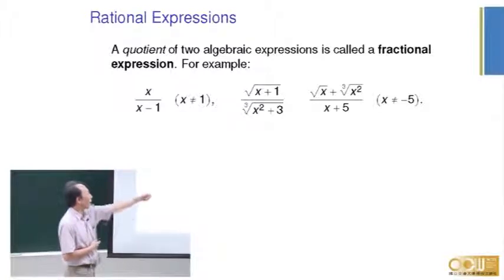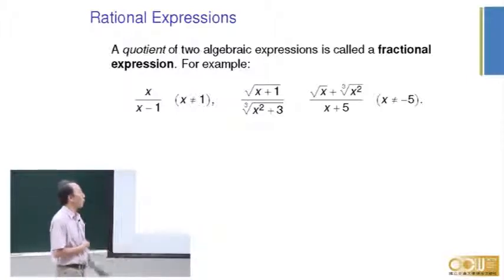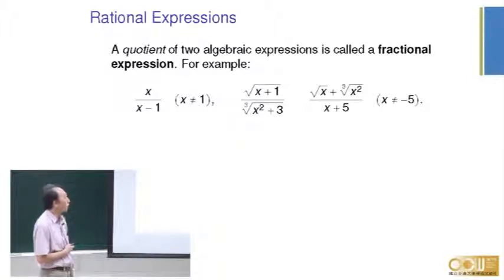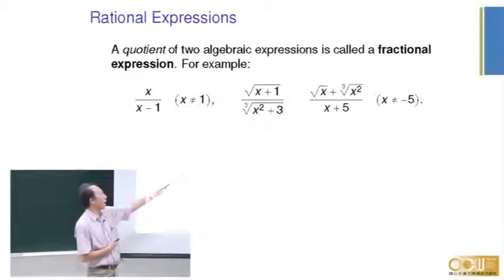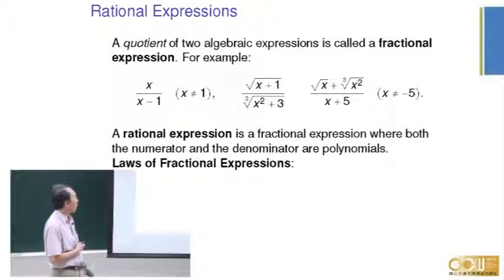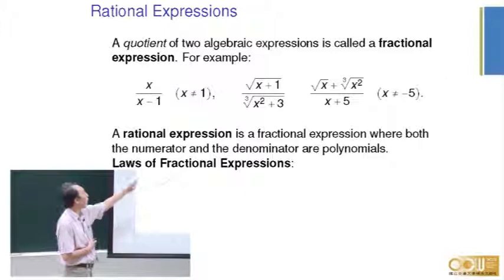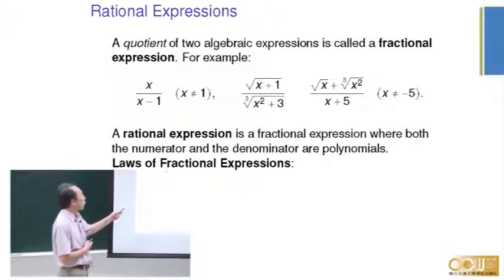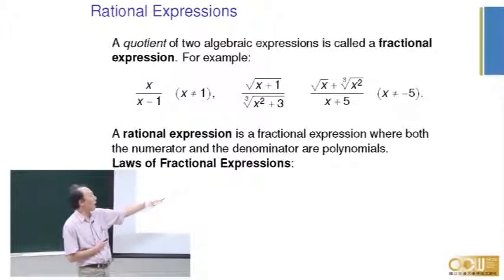And there, for the third one, I have to put a restriction that it only holds true for x not equal to -5, because we cannot have 0 in the denominator. As for this one, x squared plus 3 will always be a positive number. So in particular, we reserve the rational expression for fractional expressions where both numerator and denominator are polynomials.